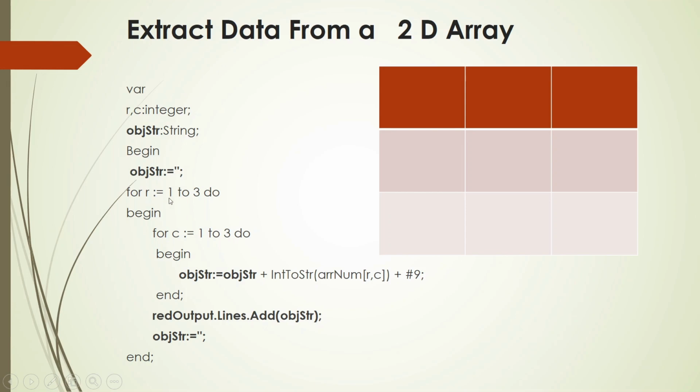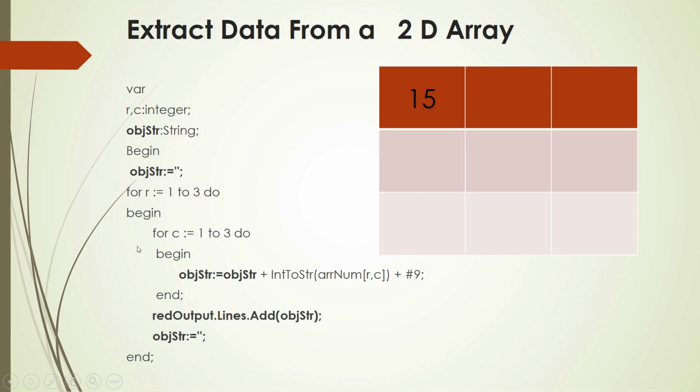My R loop is starting from 1 and ending at 3. My inner loop is starting at 1, ending at 3. It's a 3 by 3 dimensional array. And all I'm saying is that the object string, objstr, which is null at the moment, must take on the first value of the array when R is 1 and C is 1, and display it with a tab setting. So it's going to display the first value of the array, which was 15.